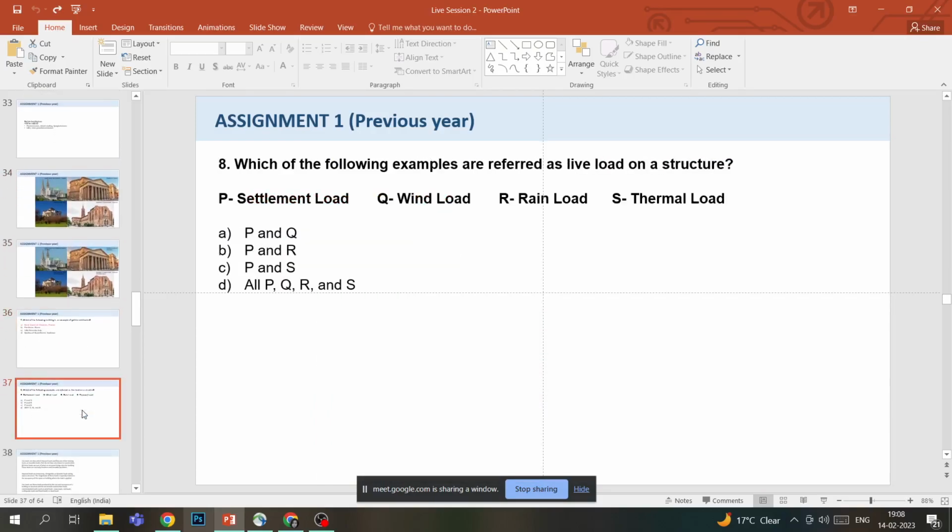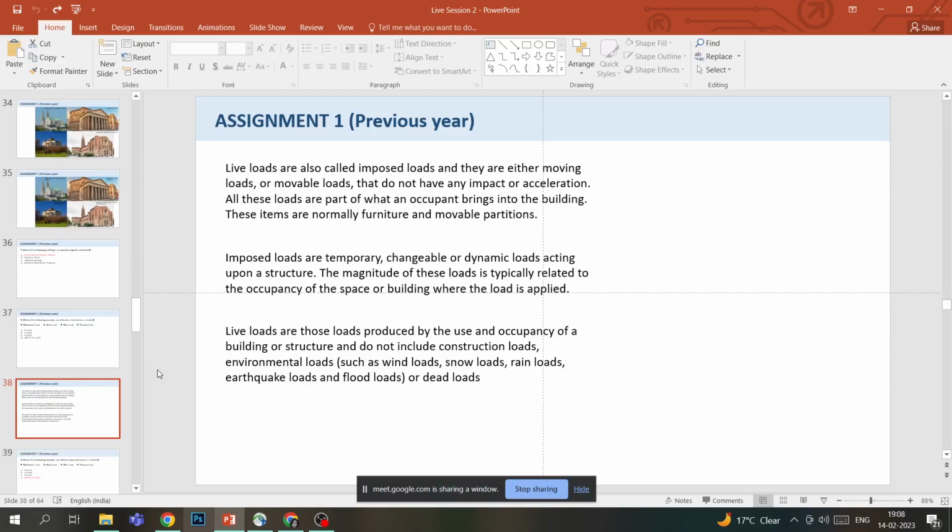Yeah, moving on to our next question. Which of the following examples are referred to as live load on a structure? And the options are settlement load, wind load, rain load, and thermal load. And options are PNQ, PNR, PNS, and all PQRS. So before we move forward, we will understand what is live load.